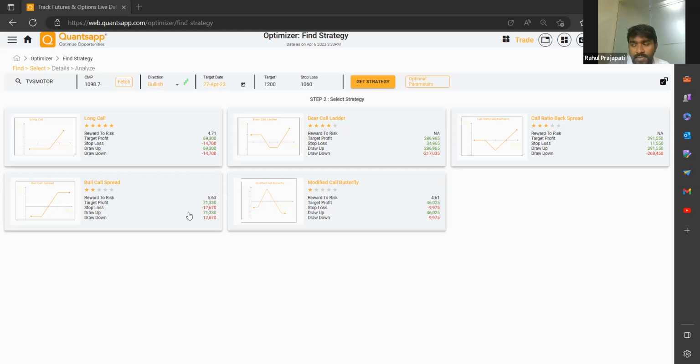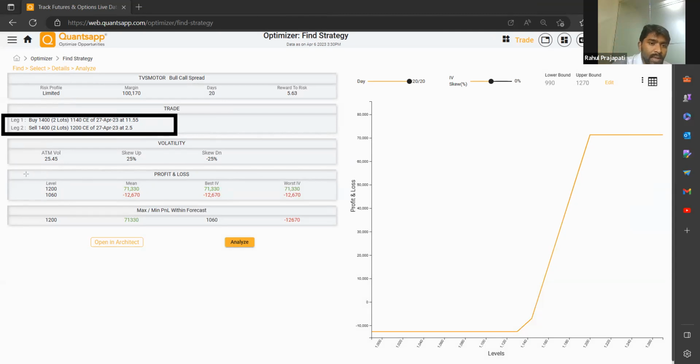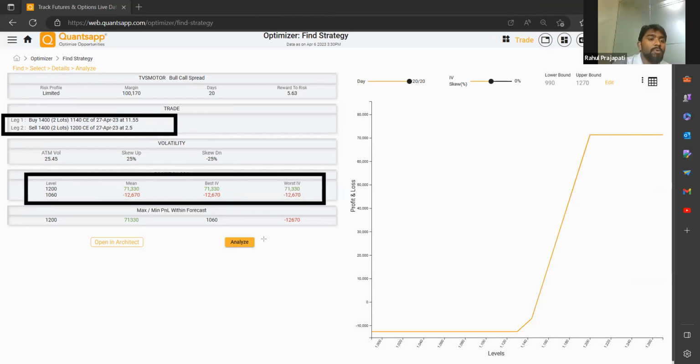So how do I create this strategy? I'll go with the bull call spread and click on this. You can see it is suggesting that you need to buy the 1140 call option, which is trading at 11.5, 2 lots. You need to write the 1200 call option, which is trading at 2.5, 2 lots. And these are my profitable levels. If the market moves up and reaches my target of 1200, I'll make 71,000 as profit. If the market goes against me to any level, because this is a limited risk strategy, I'm not going to lose more than 13,000. You can see 12,670, right? So it's a 5:1 risk reward that we have.